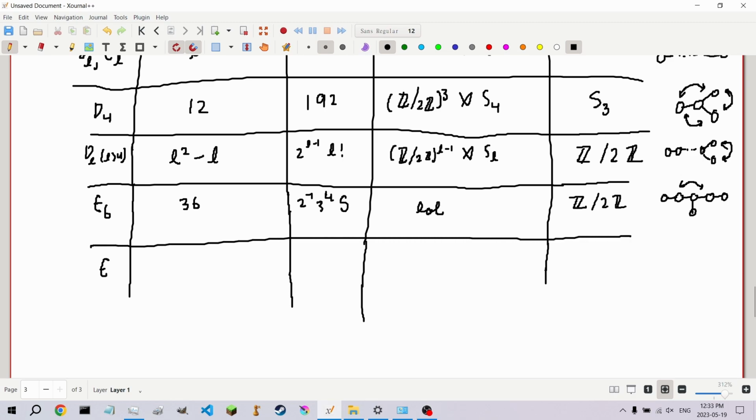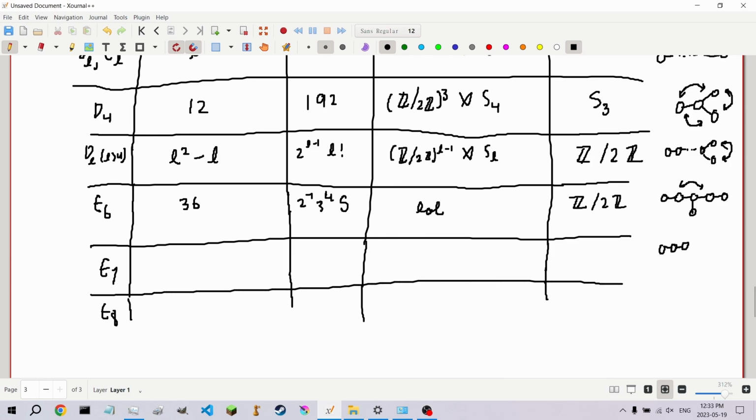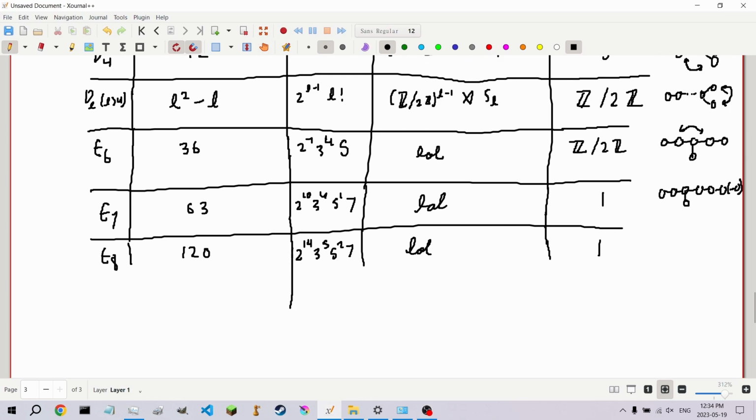And then for E7 and E8, in both these cases, we have an asymmetry, and so we're not going to have any diagram automorphisms that aren't trivial. We have 63 and then 120 positive roots. We have 2 to the 10, 3 to the 4, 5 times 7 elements in W here. I'll put 5 to the 1 just to make the notation easier. As I said before, we have 2 to the 14, 3 to the 5, 5 squared, 7 elements in our Weyl group of E8. And the Weyl groups are not going to be written down here because I'm not going to spend my life like that.